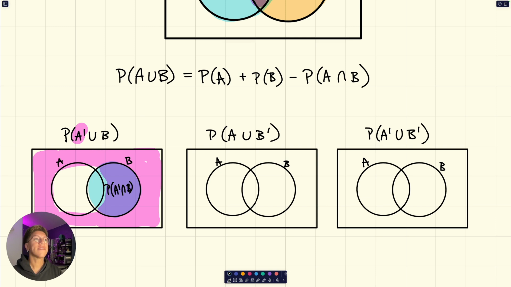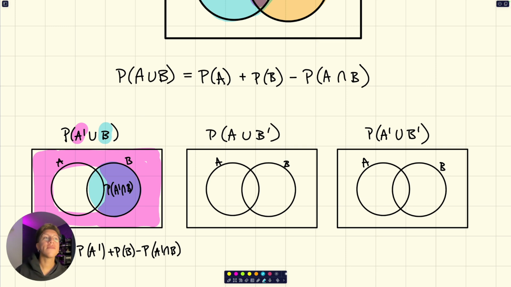So we can say here, the formula for the probability of A naught union B is going to be equal to the probability of A naught plus the probability of B minus the probability of A naught intersection B, like that. And if we combine all that together, we're going to see that we just get one single area. We can kind of see our final result there. That's the probability of A naught union B, where B is shown in blue.